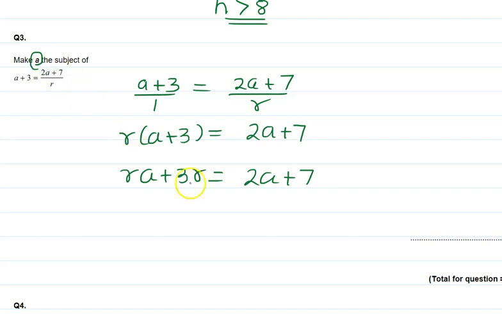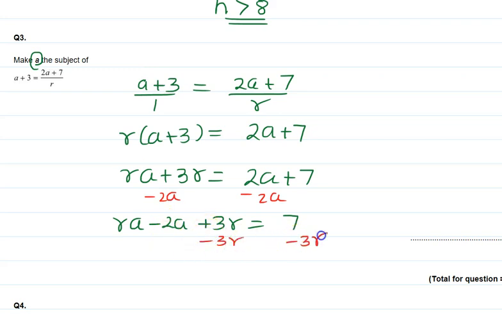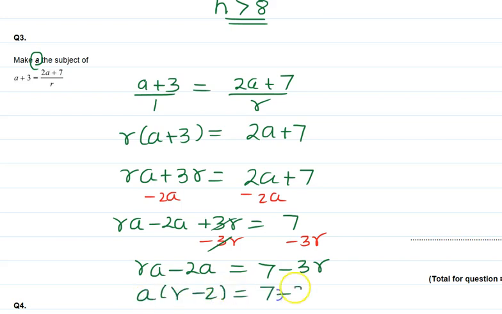You need to make a the subject, so a should be on one side of the equal sign. So let's do minus 2a both sides, so it will be ra minus 2a plus 3r and 7. And if we do minus 3r both sides, this will be cancelled out. So we are left with ra minus 2a is 7 minus 3r, and a we can take common, so it will be a times (r minus 2) and 7 minus 3r. Okay, so this is what we got.